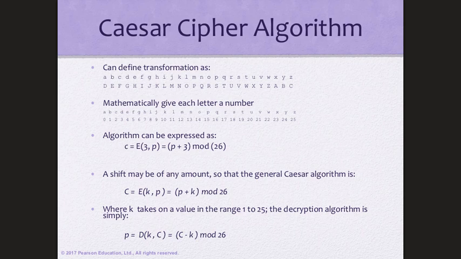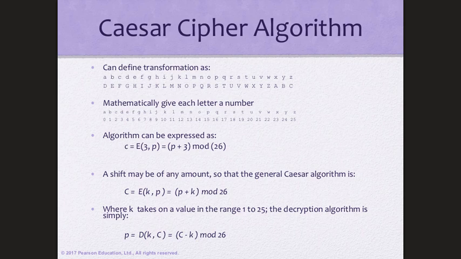Now, if you want to represent what we talked about now mathematically, then the encryption, the creation of the cipher, which is the encryption that takes the key and the plain text letter, is simply take the plain text, add 3 to it, and calculate the value mod 26.